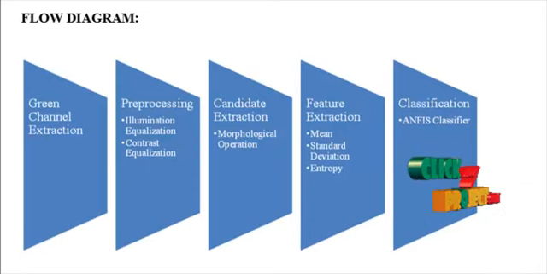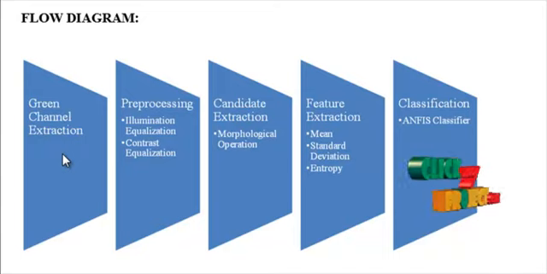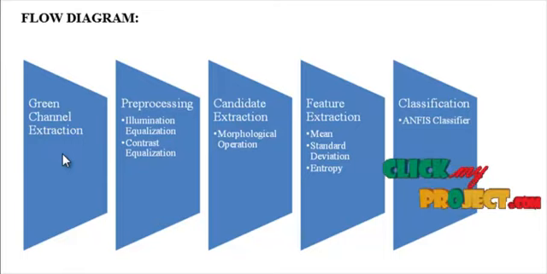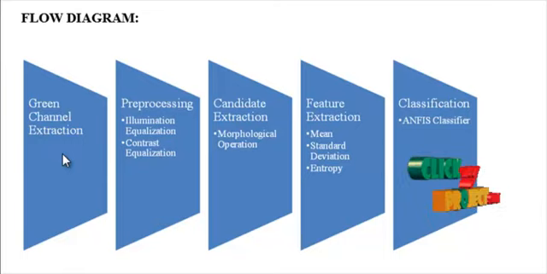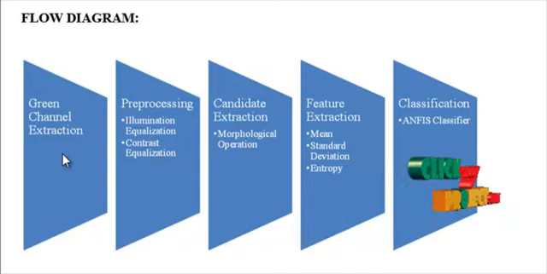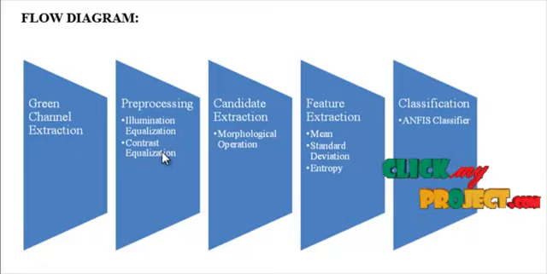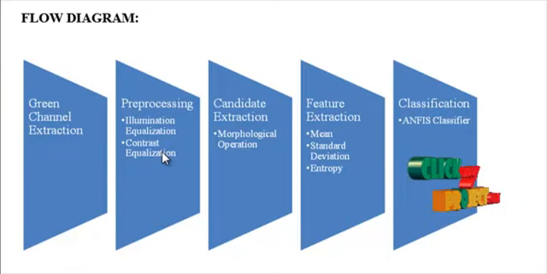Let me see the flow of the process. Input retinal images were obtained from the dataset. From the retinal images, the green channel is alone extracted. For retinal images, the required informations were present in the green channels only, and hence the green channels were alone extracted. After that, the pre-processing process is employed, which is based on illumination equalization and contrast equalization.